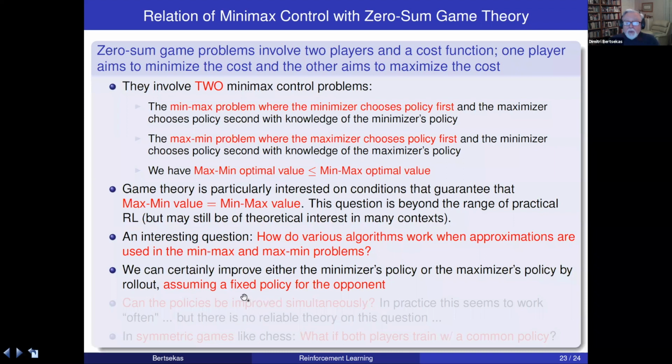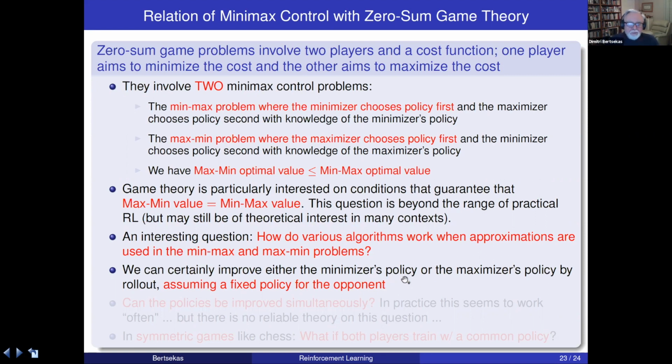Does it pay to consider an opponent with fixed policy? Well, you may have an opponent that you want to prepare for. You have access to how he plays. You have access to his policy, and you can optimize for this policy.